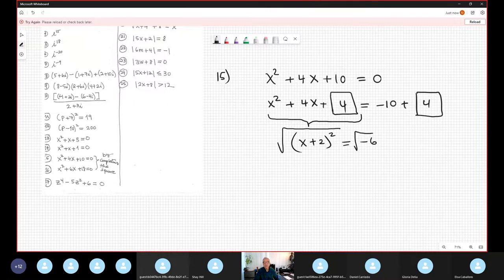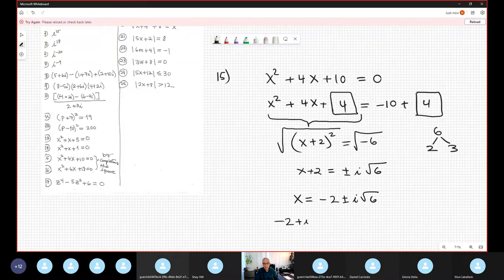Square root both sides: x plus 2 equals plus or minus, don't forget the plus or minus, i radical 6, where i is imaginary. Radical 6 cannot be simplified because 6 is 2 times 3, and we have no pair of factors. Therefore x alone is my final answer: minus 2 plus or minus i radical 6. In ALEKS, you write minus 2 plus i radical 6, comma, minus 2 minus i radical 6. But on a paper test, you leave it like that, it's perfect.